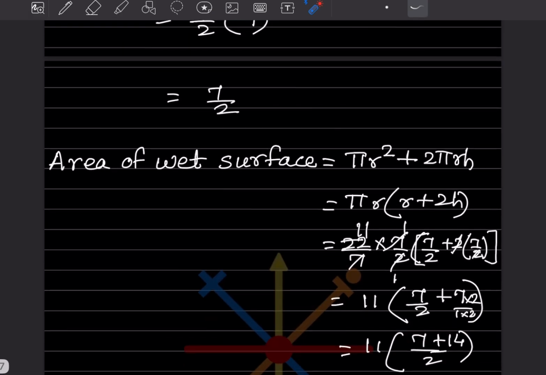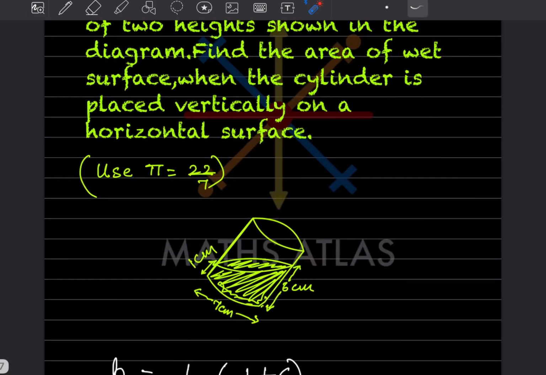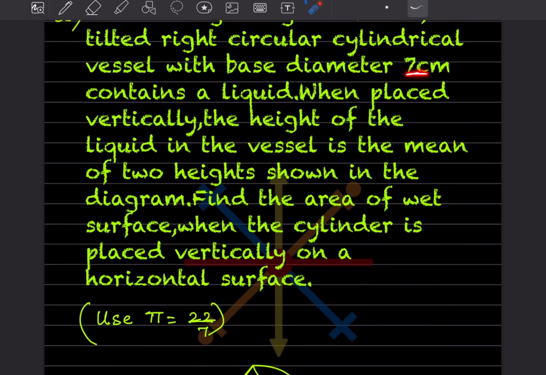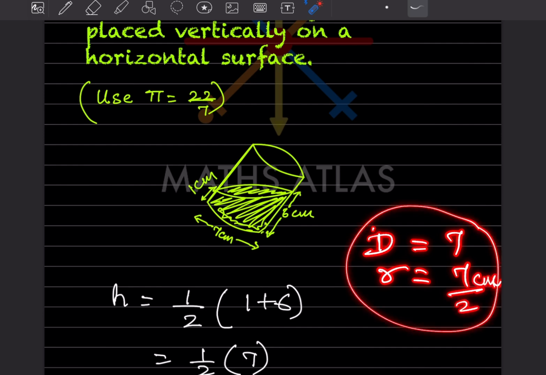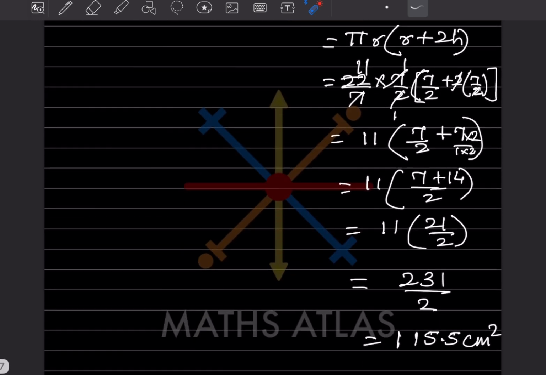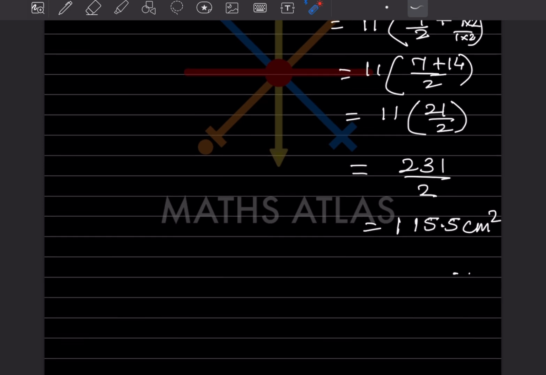And one more thing you can do: because the diameter is given as 7, the radius is going to be 7 by 2. You can write that separately in the given things. So by this we have completed today's work.